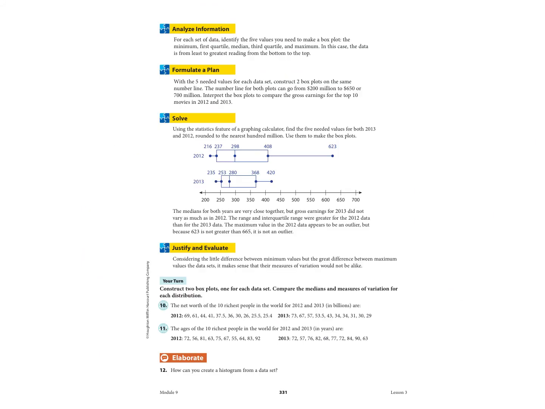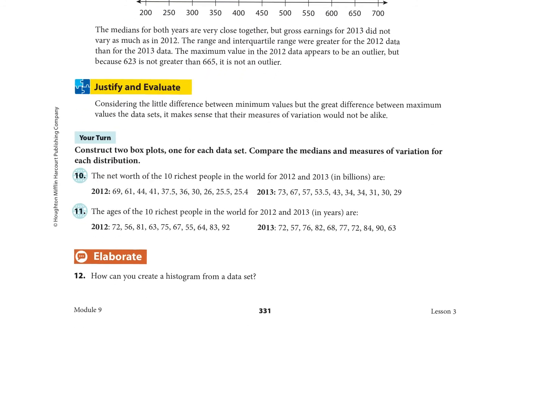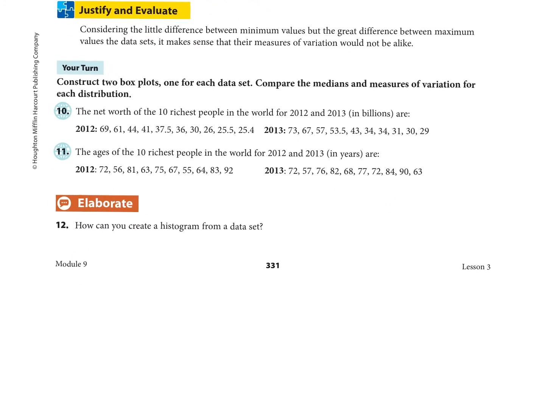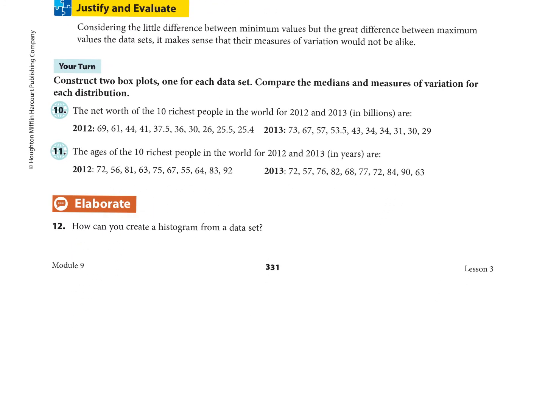So we're going to look at one more problem here. I'm going to come down here. It says construct 2 box plots, one for each data set. Compare the medians and measures of variation for each distribution. Okay, so you're going to go through the same exact process as what we just did. The only difference is you're going to have 2 lists now. You're going to have an L1 here and then an L2 here.